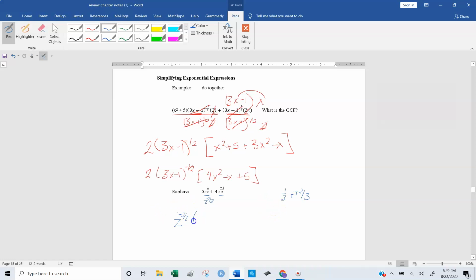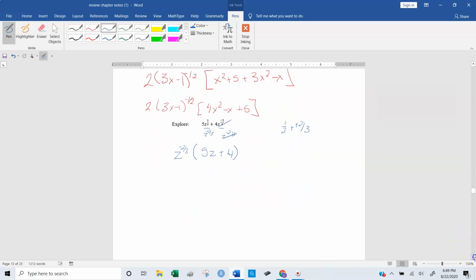So this means I am left with 5z in this term. Plus, while I'm taking out z to the negative 2/3 here, well, that just cancels, leaving me with a 4. There's nothing I can do with a 5z plus 4, so that is finished. It's kind of fun, isn't it?